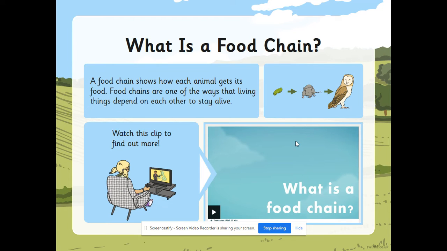A food chain shows how each animal gets its food. Food chains are one of the ways that living things depend on each other to stay alive. So let's have a little look at this clip then.